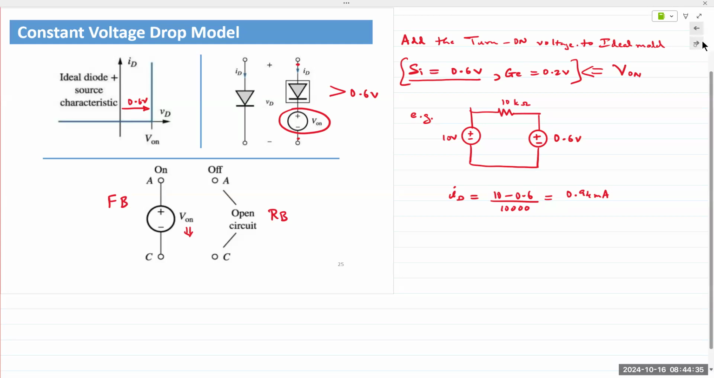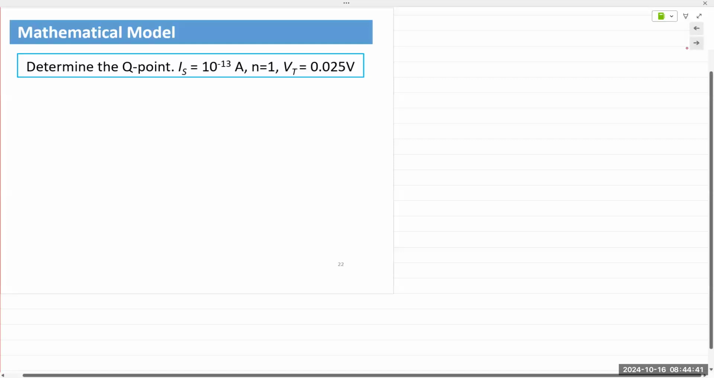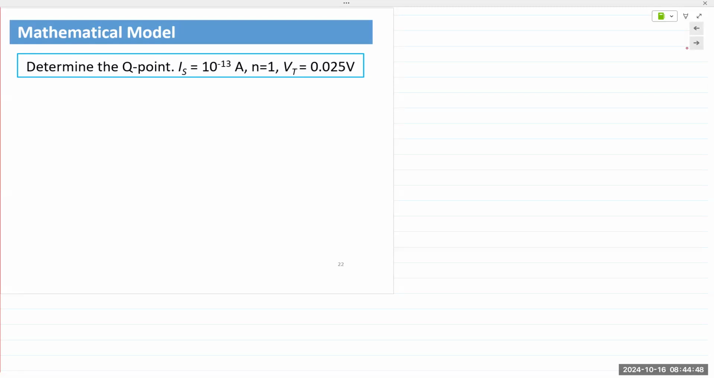But before we get to that example, the last one here is the mathematical model. The mathematical model is basically the equations that we have used so far: the standard diode equation, IS times e raised to VD over VT minus 1, and then the diode voltage equation derived directly from the diode equation.